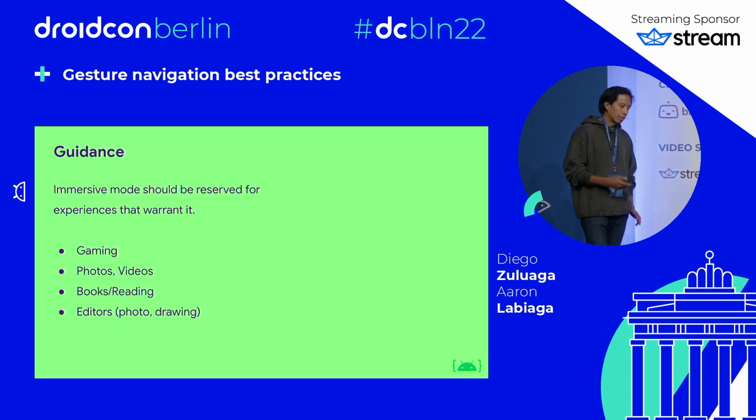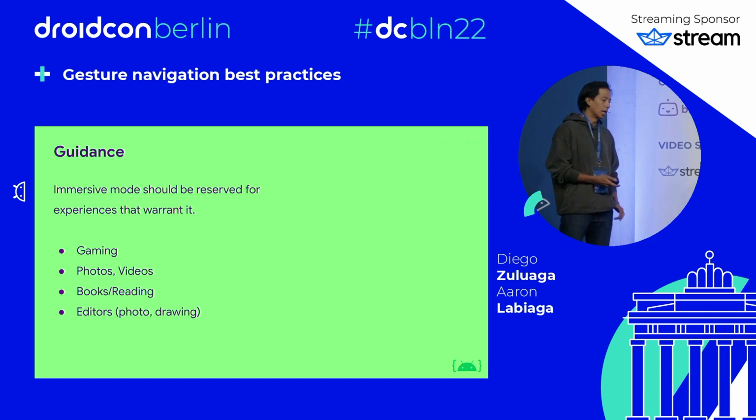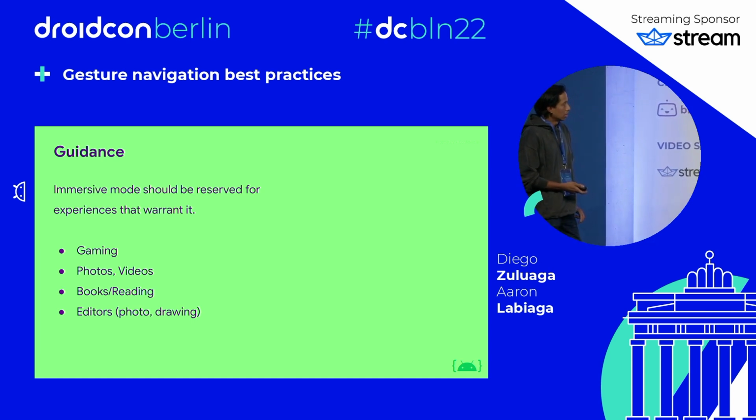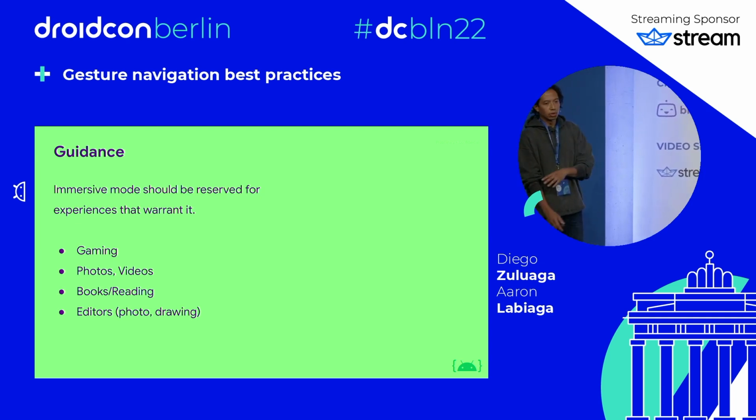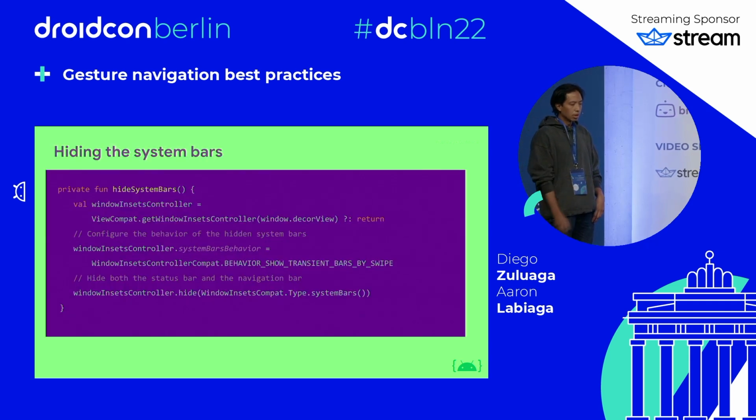Great. So here are some examples where this would apply: photos, reading books, and gaming and editors. Take note that gaming and editors, there's a unique experience where you not only want to immerse your users visually, but interactively. And obviously, that would mean making sure that the gesture navigation doesn't conflict with how the user interacts with the screen. More on that later, but first off, how do we hide the system bars?